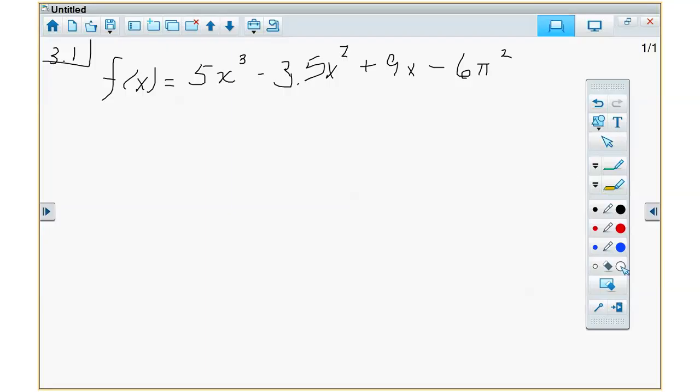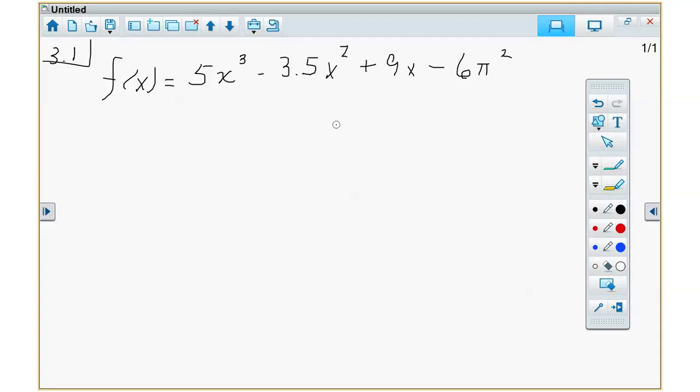Now, this is something that I see in calculus a lot. A student will look at this problem and they'll just stare at it. Find the derivative. Find f prime. But what I want you to do with this problem, I want you to sketch it using your graphing calculator.